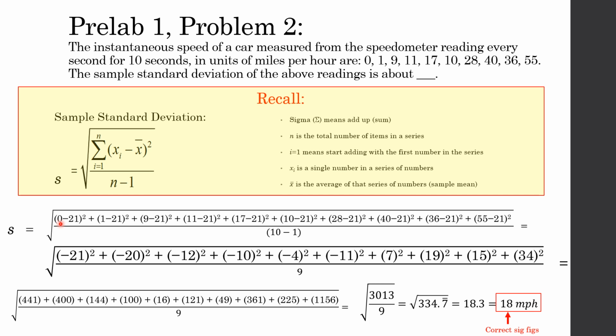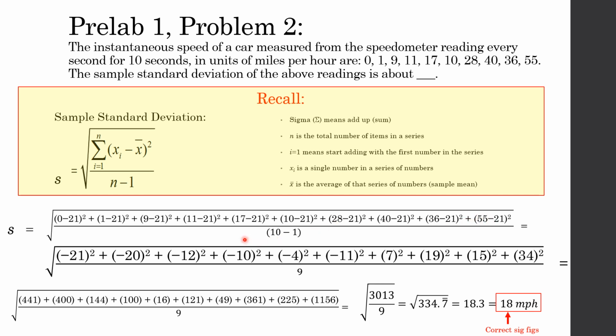So remember, you're going to be adding up everything that's to the right of the sigma, right? So starting with the first number in the series, you're going to subtract your average value, and then you're going to square that, add it to the next one. So the first number in the series is 0. Our average, which we calculated on the previous slide, is 21. So 0 minus 21. We're going to square that quantity, add it to the second number in the series, which is 1 minus 21, square that, and so on and so forth until we get to the last value in the series, which is 55. Subtract the average, square it.